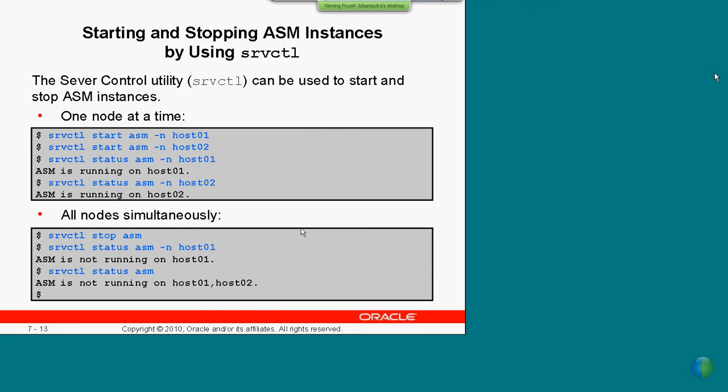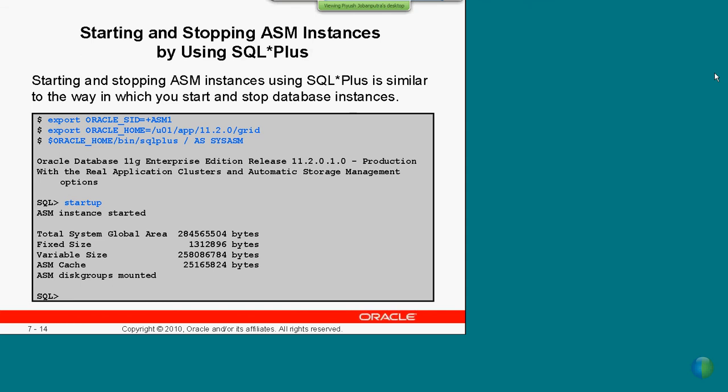Okay, how can we start and stop ASM? You have to use SRVCTL to start and stop an ASM instance. The syntax is srvctl start asm minus n node name. If you want, you can stop on all nodes simultaneously with srvctl stop asm. Okay, to see if ASM is running on a node, the same commands we have used for clusterware can be used to administer it. Only here you use SRVCTL instead of CRSCTL.